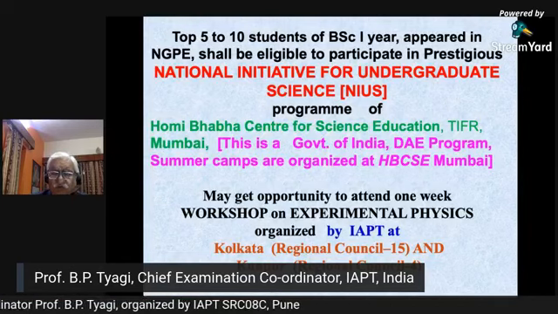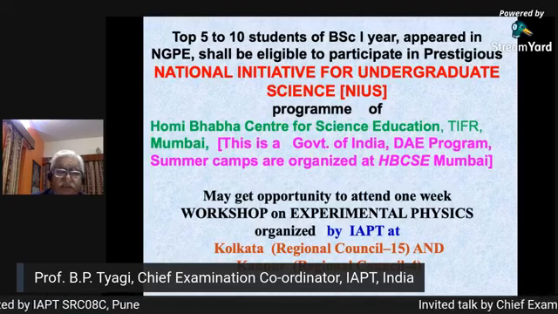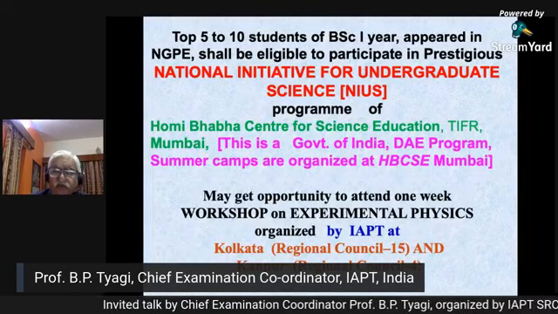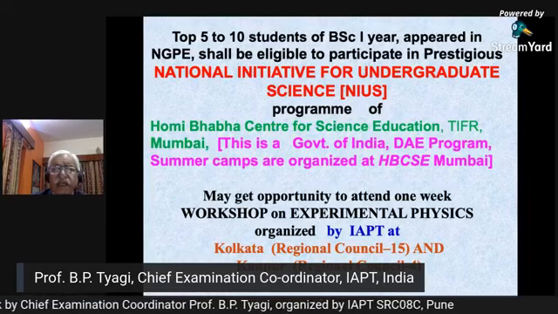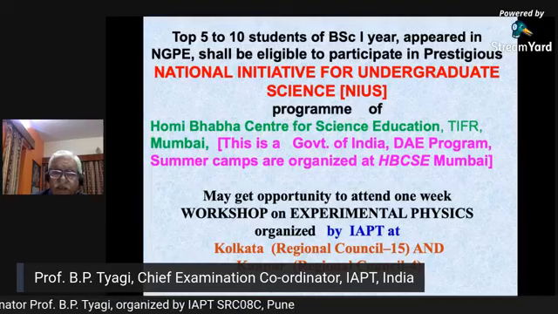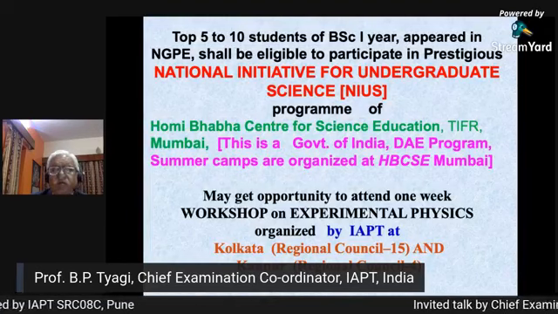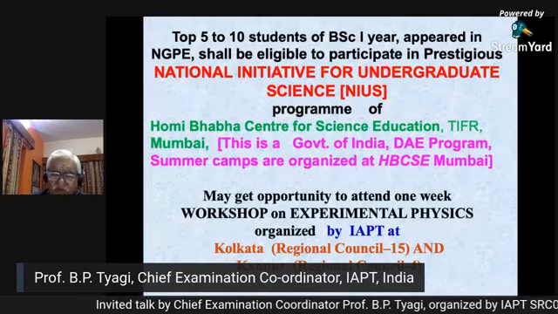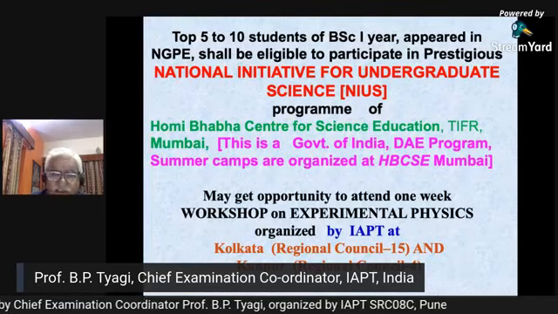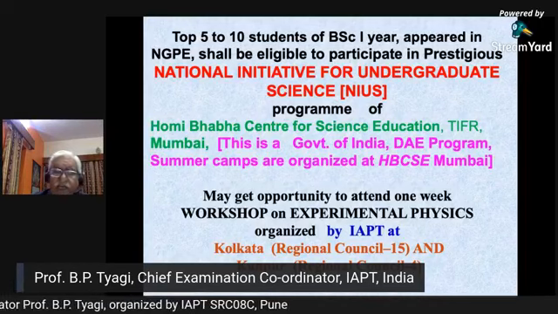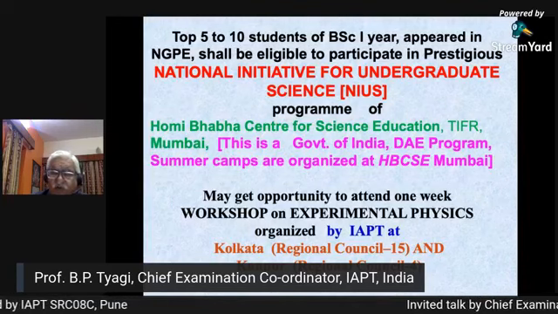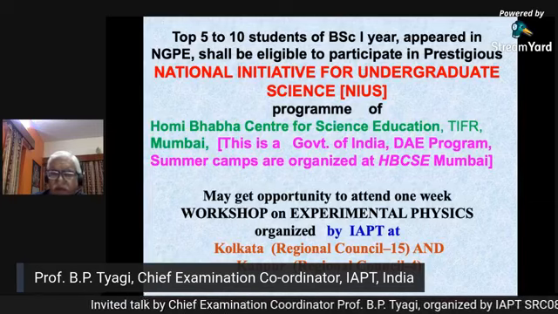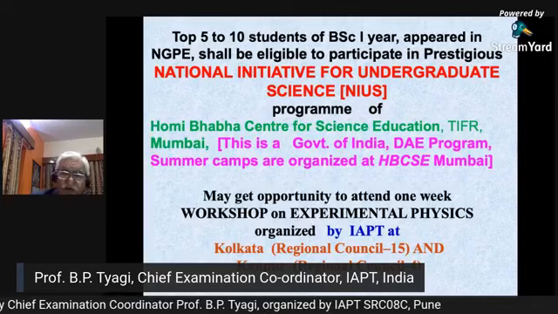This is a 15 days course, a 2 weeks course at Homi Bhabha Center for Science Education, Mumbai, where the students are paid their travel to and fro, third AC fare, and they are given free accommodation, free lodging and boarding at Mumbai to attend the course. This course is quite intensive, and the students get a very good experience. And these top 25 students may also get an opportunity to attend a 1 week workshop on experimental physics organized by IAPT Kolkata Regional Council 15, and even at Kanpur by IAPT Regional Council 4, Uttar Pradesh.